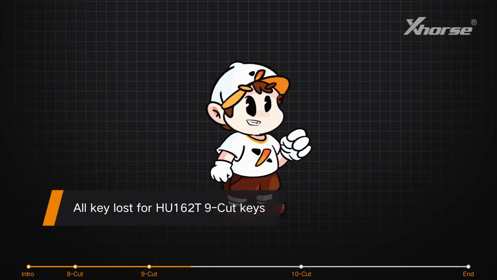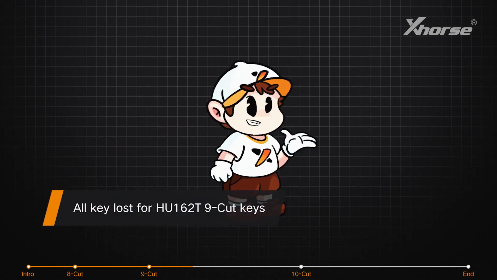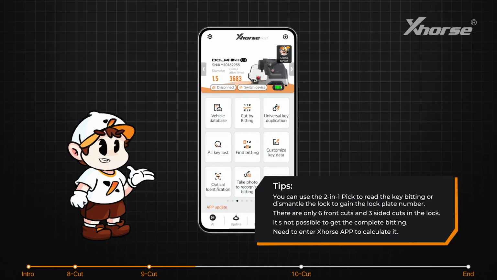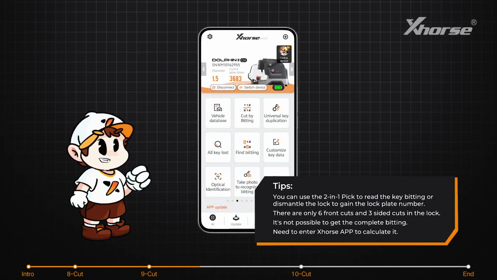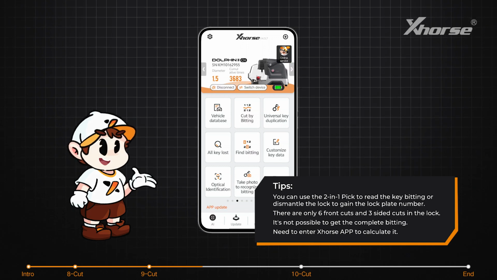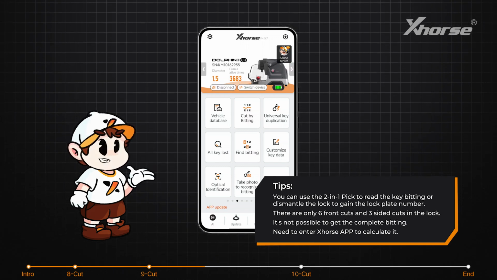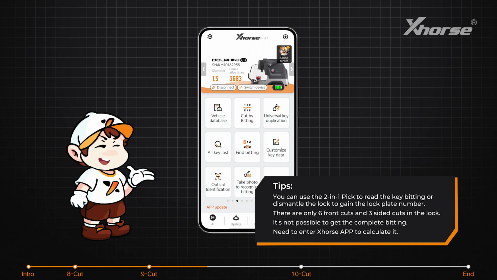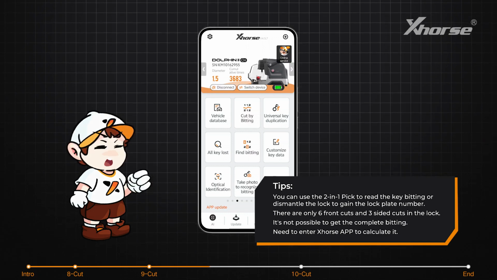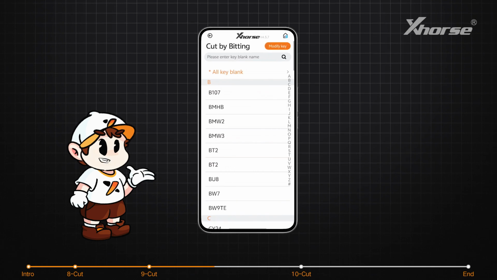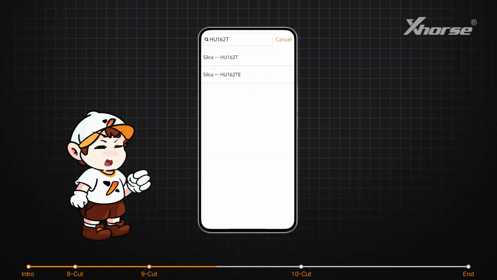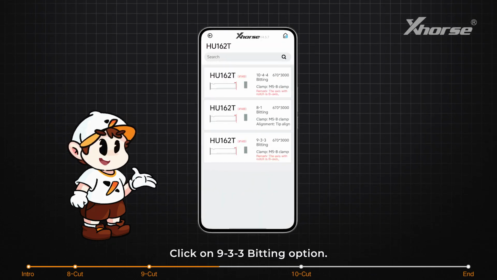All key loss for HU162T 9 cut keys. Tips: you can use the 2-in-1 pick to read the key bidding or dismantle the lock to gain the lock plate number. There are only 6 front cuts and 3 sided cuts in the lock. It's not possible to get the complete bidding. Need to enter Xhorse app to calculate it. Click on Cut by Bidding. Search HU162T. Click on 933 Bidding option.